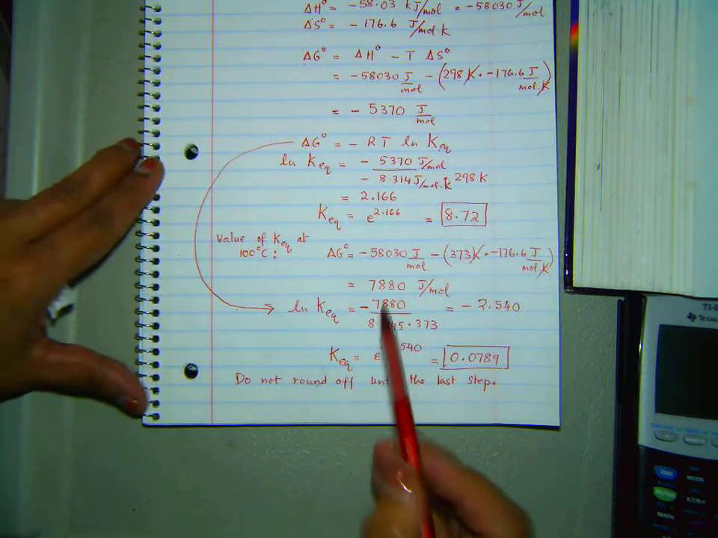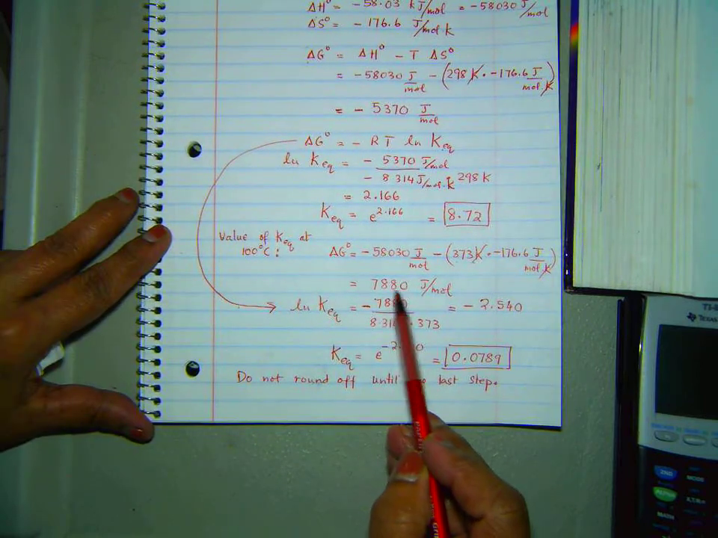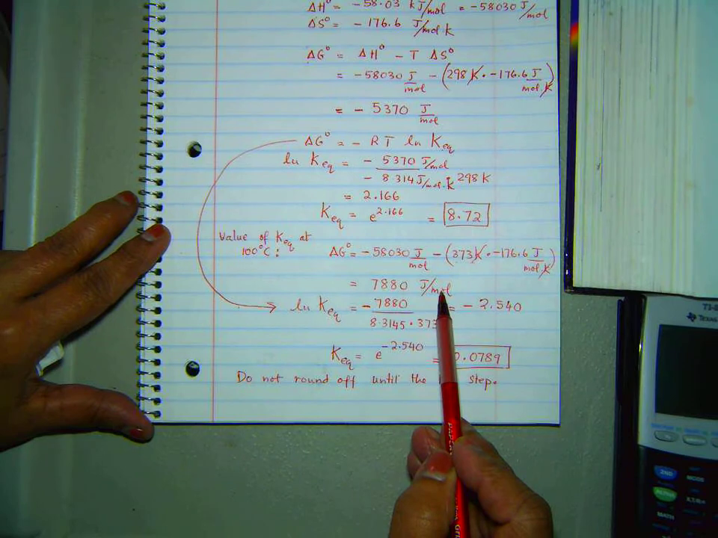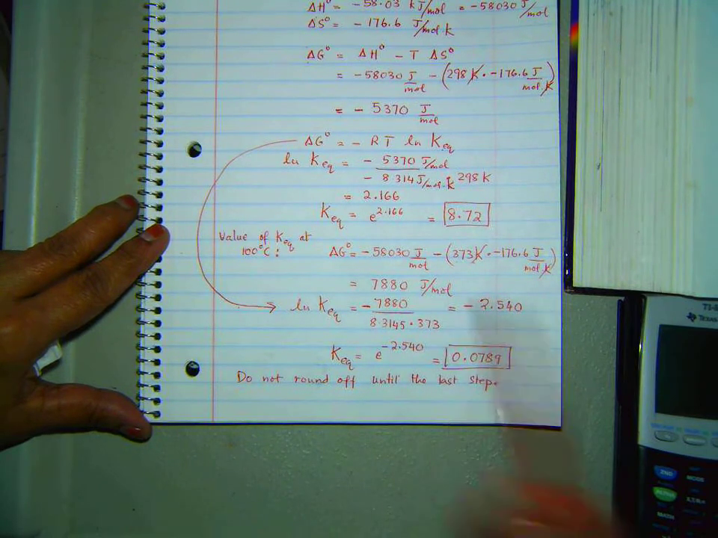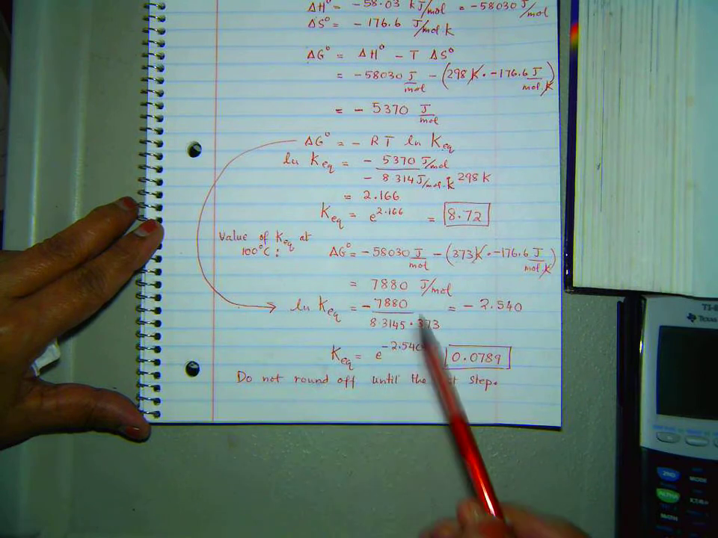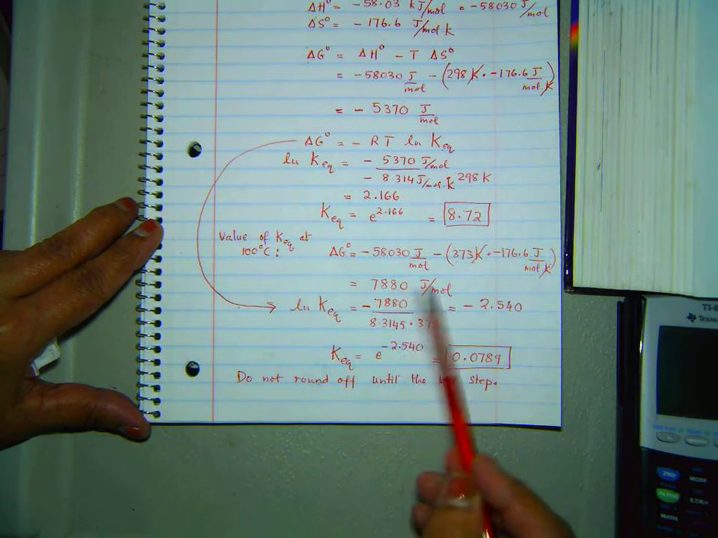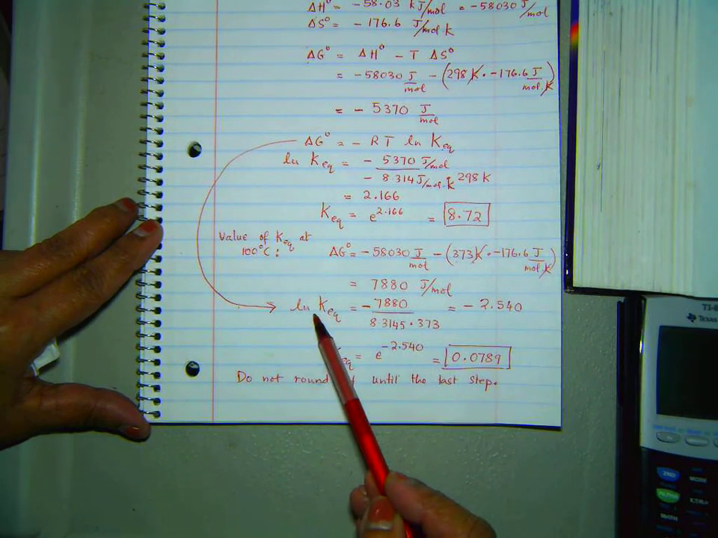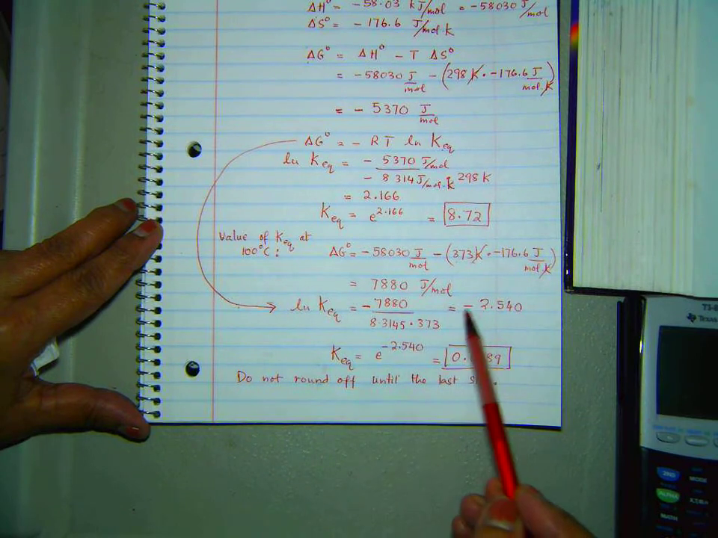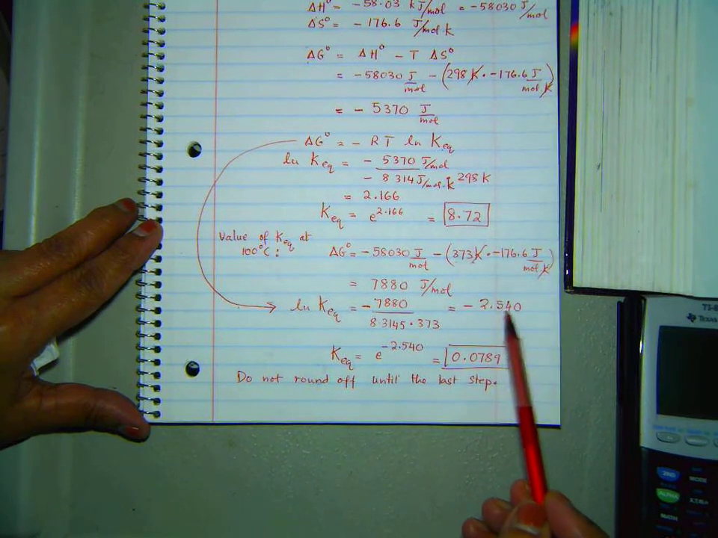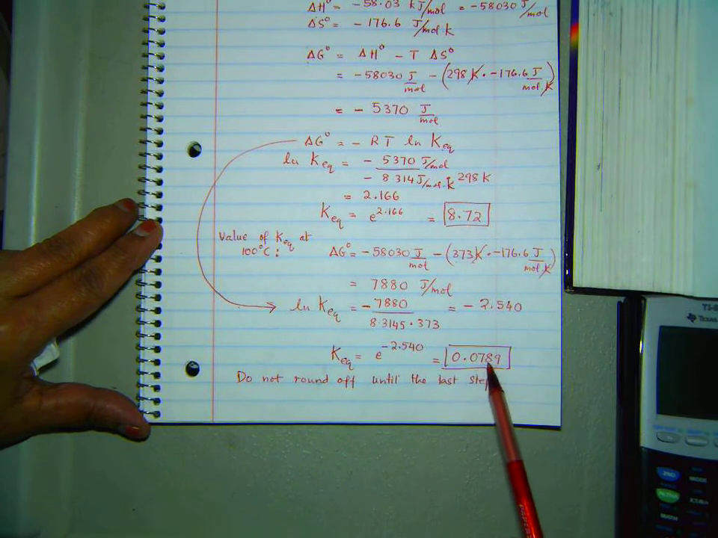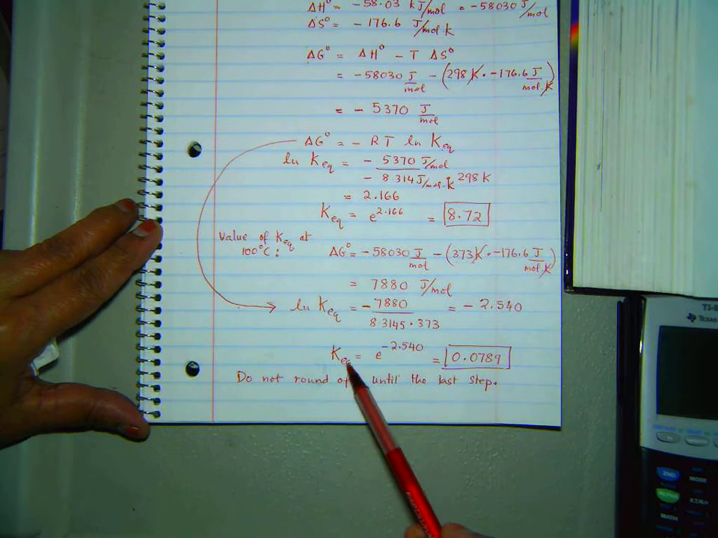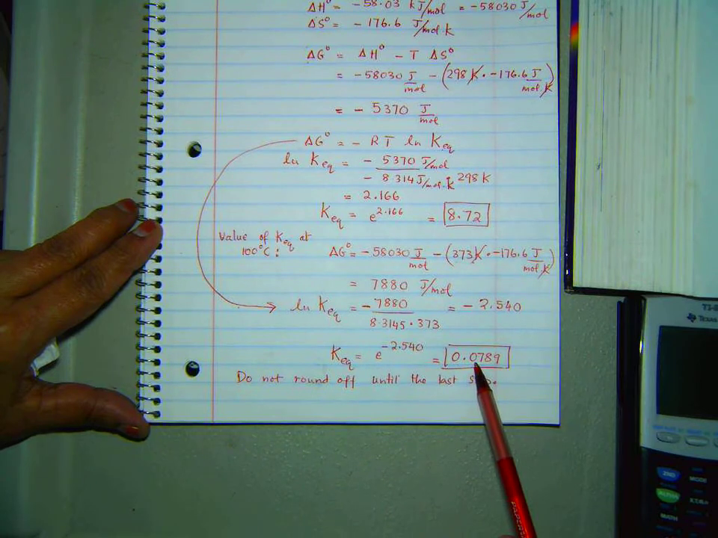So you have 7880 joules per mole, and it is positive. So when the temperature is moving the other way, the reverse reaction is spontaneous. So ln of KEQ equals negative 2.540. So KEQ is 0.0789. You can see when the temperature is increased, the KEQ value has decreased.